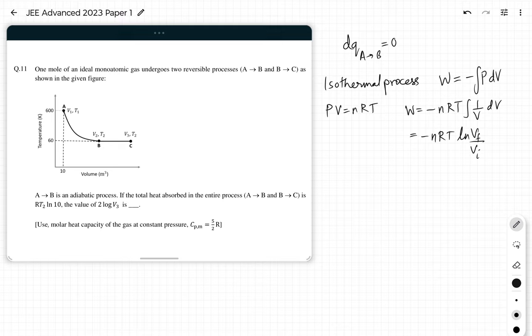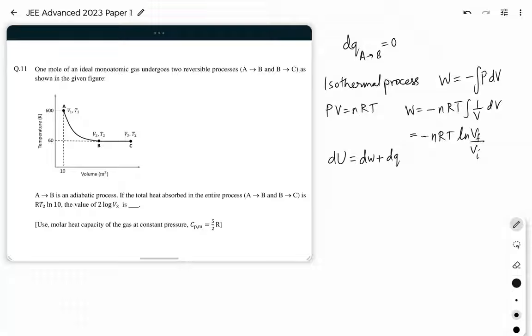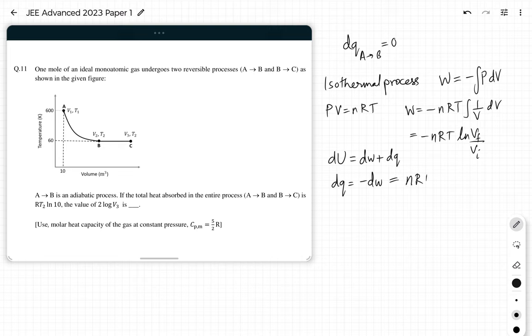From the first law we know that the change in internal energy of a system is equal to the work done on the system plus the heat given to the system. Internal energy is a function only of temperature for ideal gases. So in an isothermal process, internal energy remains the same. dU becomes 0. dq will become equal to minus dw, which is nRT ln Vf by Vi.